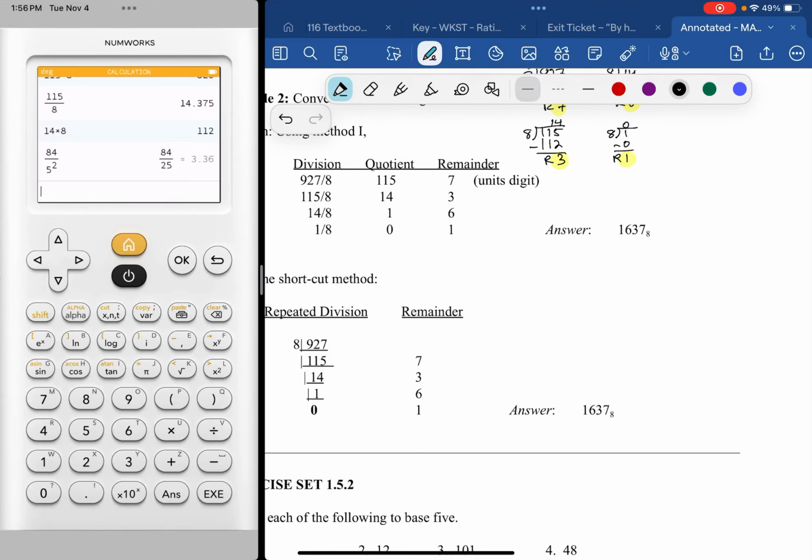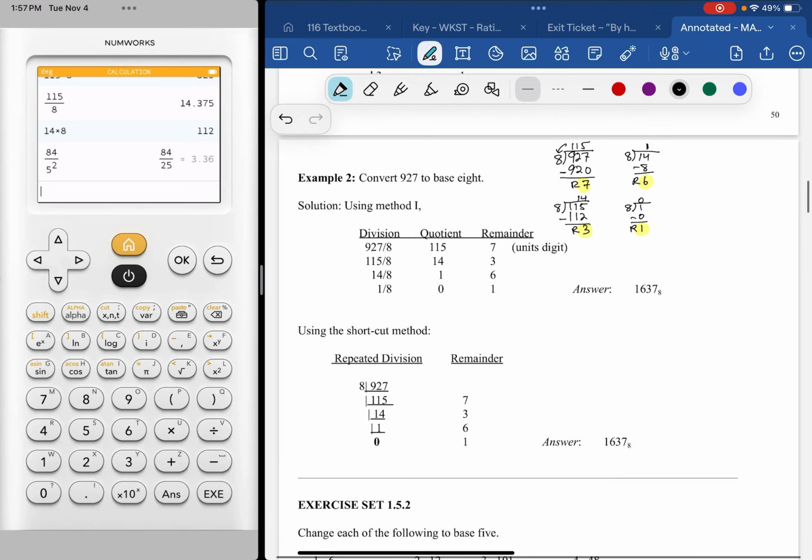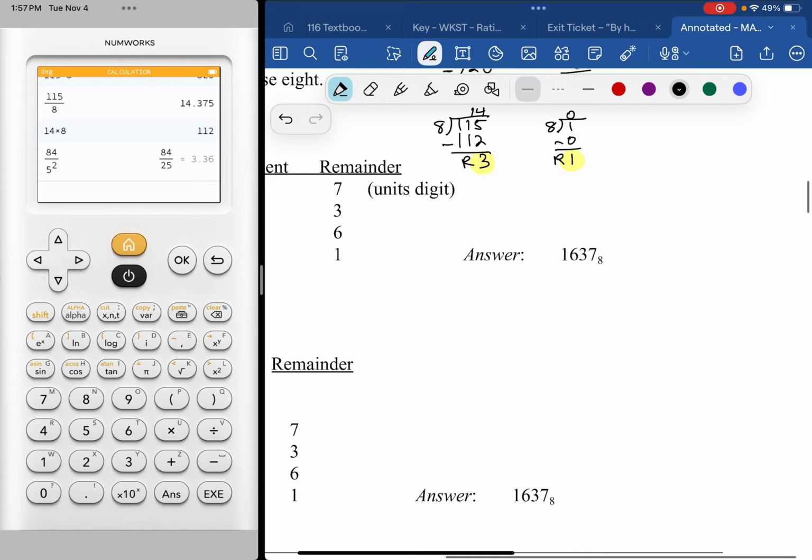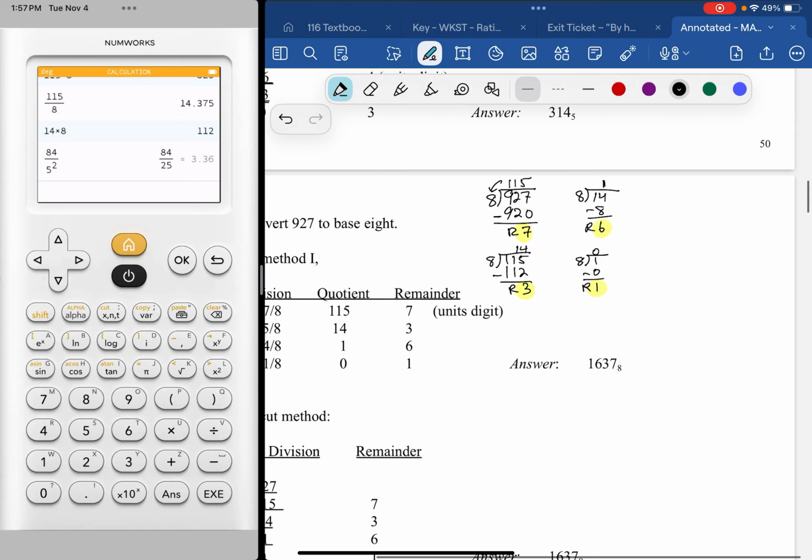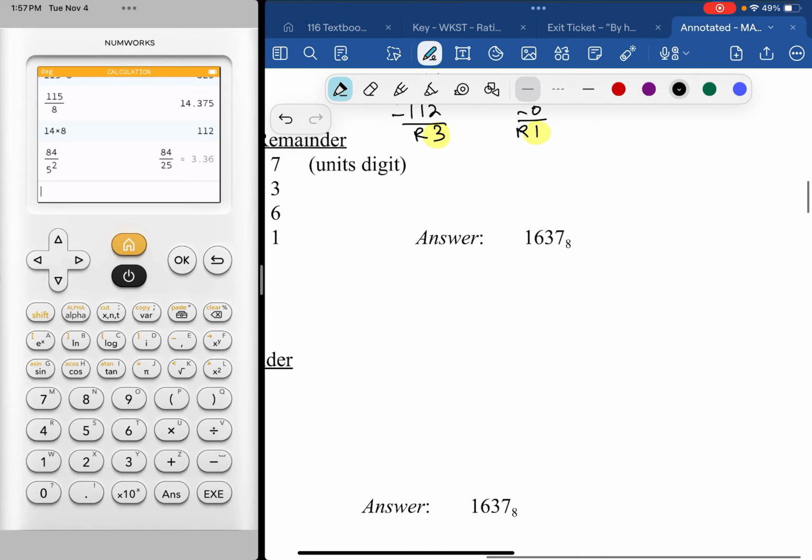Just kind of an add-on explanation here, because I was thinking of different ways that I can connect this to what we did previously with the ancient languages. So if I were to convert, again, the example here was 927, and we're going to base 8.